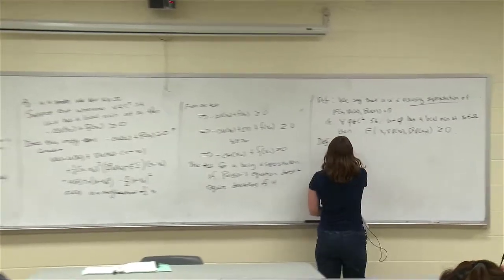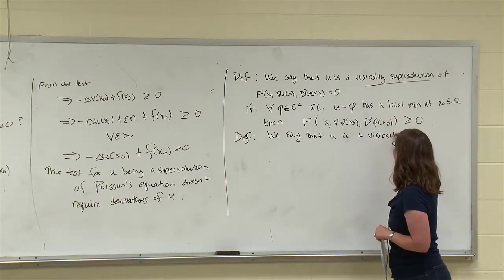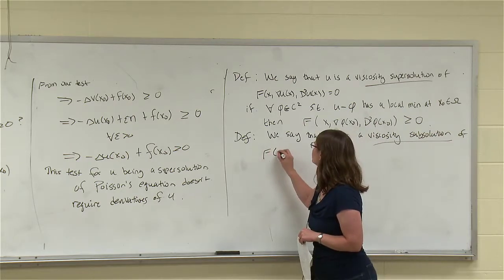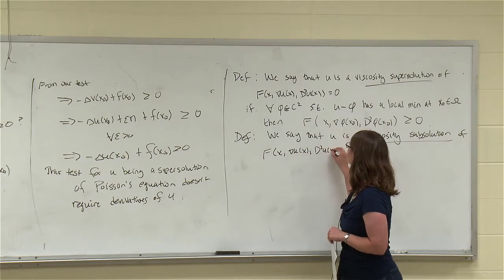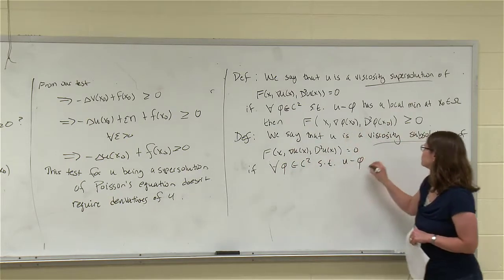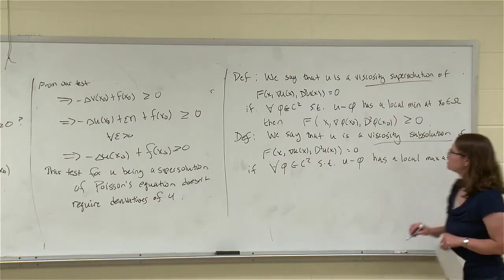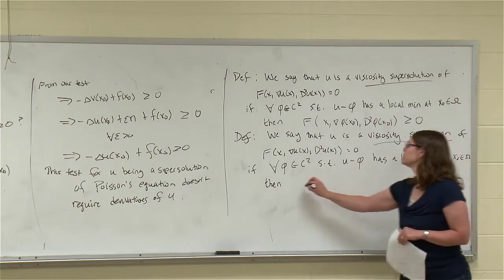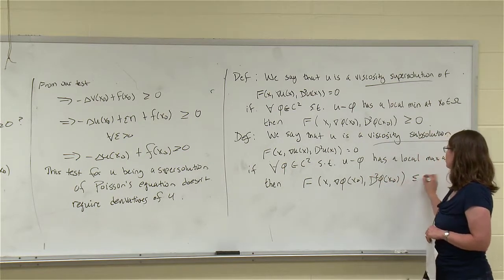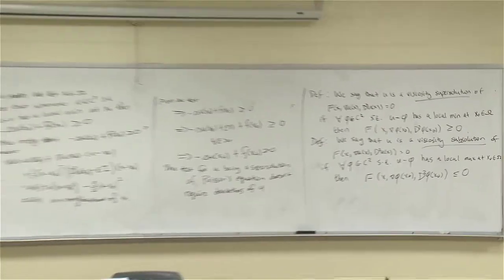We do the same thing for subsolution. We just switch everything around. So we say that u is a viscosity subsolution of the equation if, and we just switch everything around, u minus phi has a local max at x naught, then the PDE operator applied to our smooth test function is negative. That just amounts to putting test functions above here.